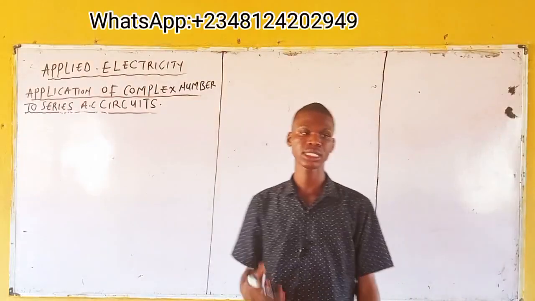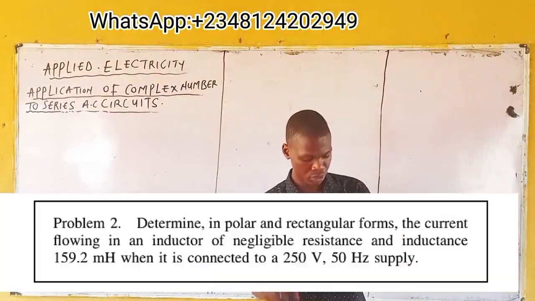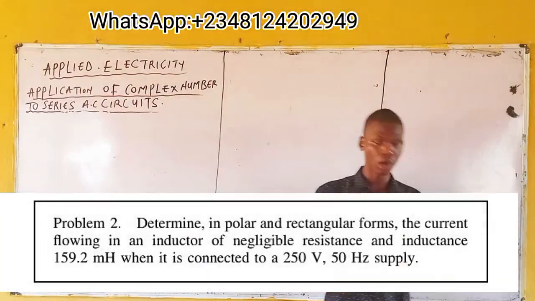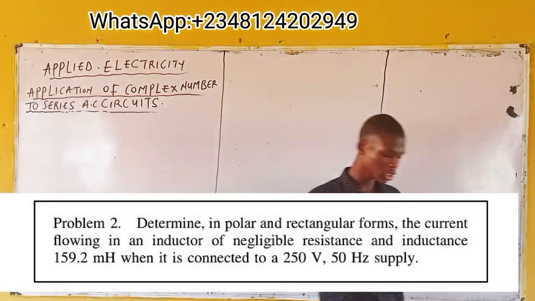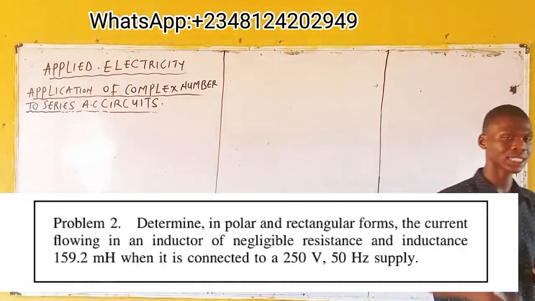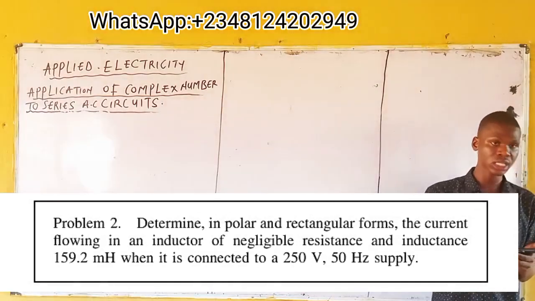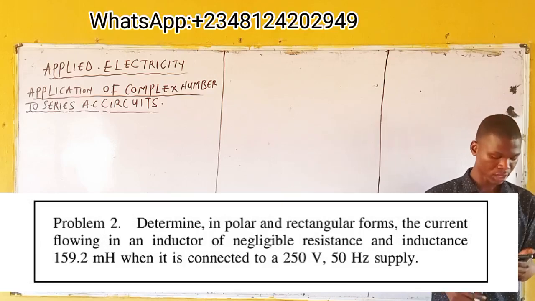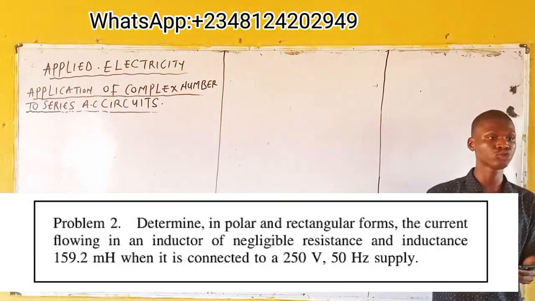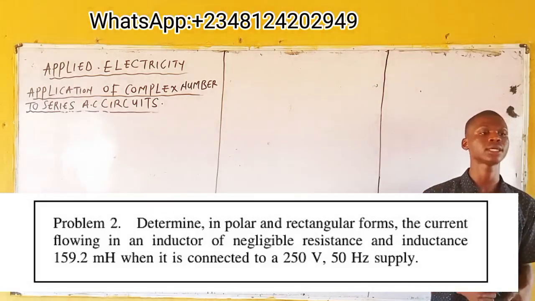Example 2. Determine in polar and rectangular form the current flowing in an inductor of negligible resistance and inductance of 159.2 millihenry when it is connected to a 250 volts and 50 hertz supply.